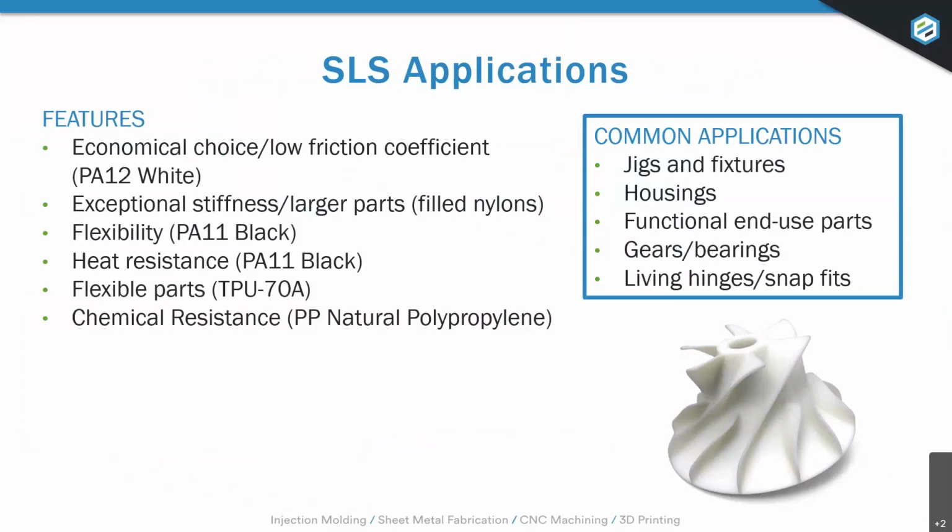We offer both unfilled and filled nylons. Each nylon is best utilized for specific reasons. For example, PA11 black is best for flexibility and heat resistance, whereas a filled nylon is best for high stiffness and load-bearing requirements. Common applications are jigs and fixtures, housings, functional end-use parts as the nylons are production grade, gears and bearings, as well as snap fits.